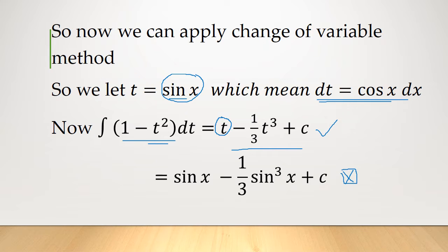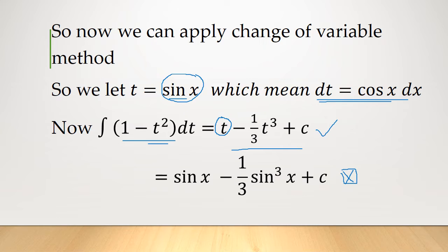If you take dt/dx, the derivative of t with respect to x, you'll find that this relationship is accurate. Then if we substitute t where we have sine x, we'll have this relationship: the integral of (1 minus t squared) dt.